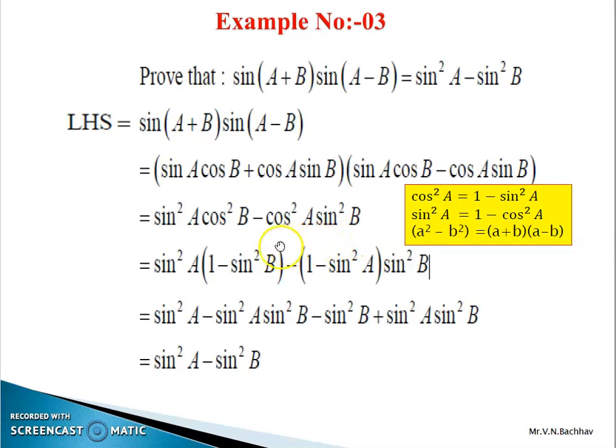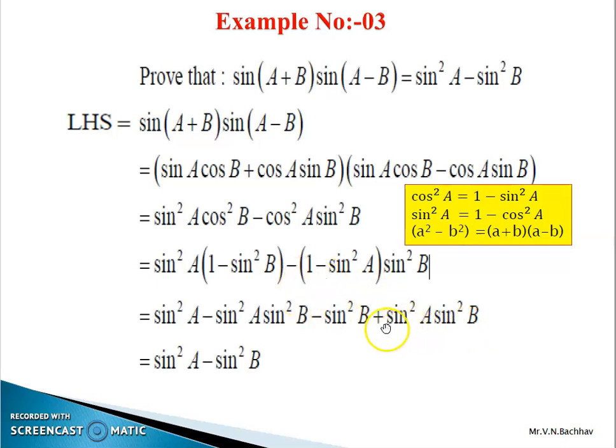Again we replace here cos square B is equal to 1 minus sin square B and cos square A is equal to 1 minus sin square A. And then we multiply sin square A into 1, sin square A into sin square B, 1 into sin square B, sin square A into sin square B. We get sin square A minus sin square A into sin square B minus sin square B plus sin square A into sin square B.